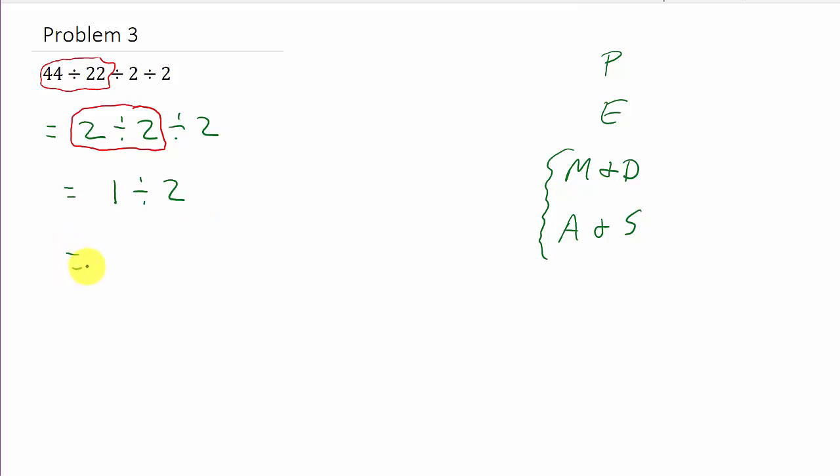Or, you can remember the division, you can also write that as a fraction. And we know 1 half is 0.5. I mean, either one you put is correct. A half, 0.5, it doesn't matter. They're the same thing.